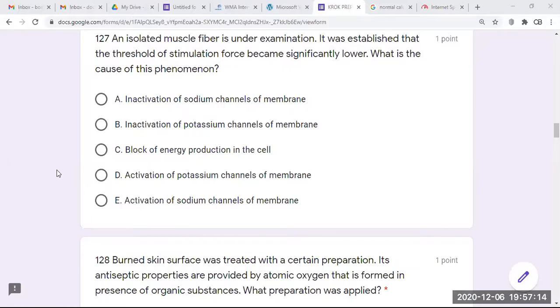So let's go back to membrane physiology. Mommy is sleeping, that's why what? So let's go back to membrane physiology.